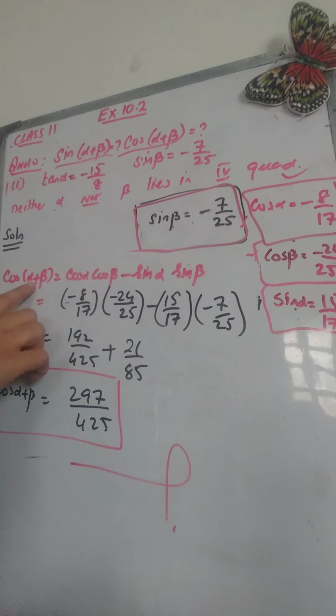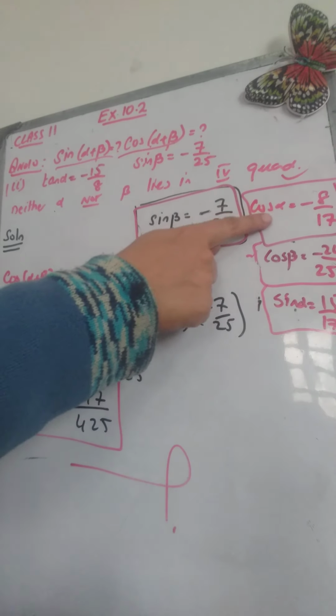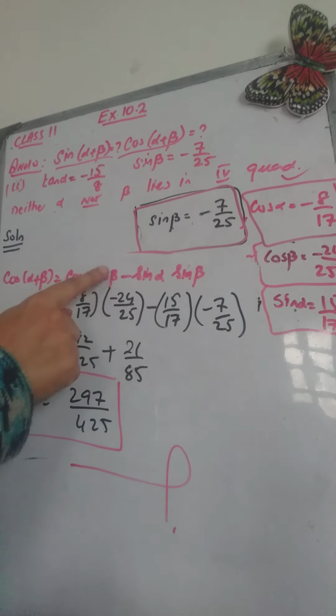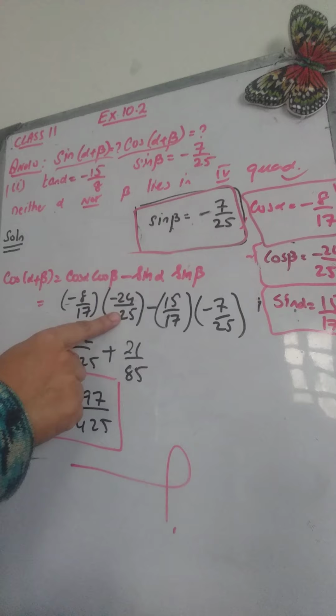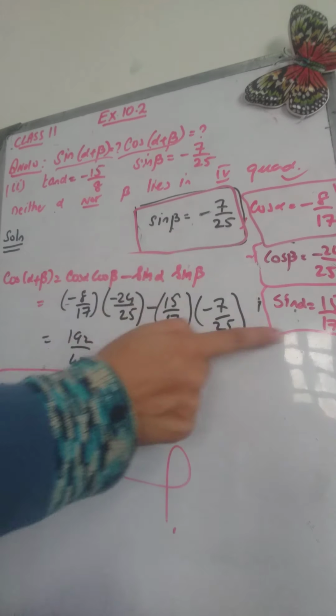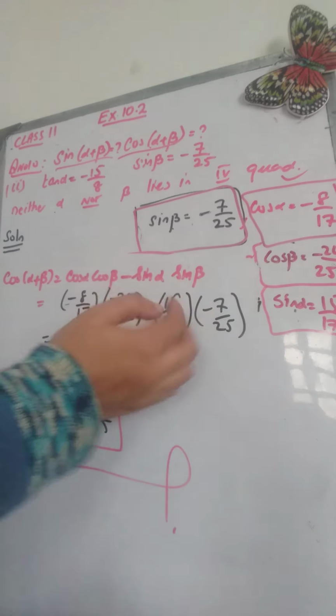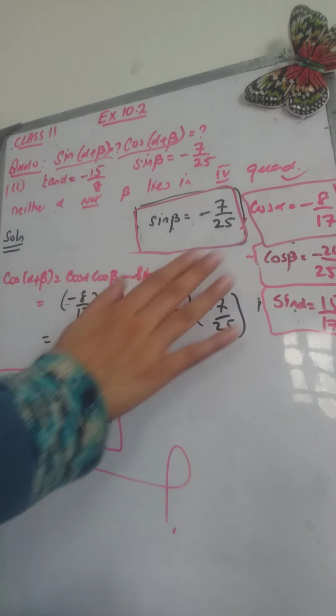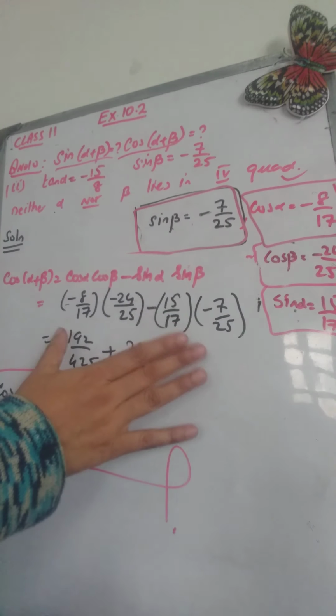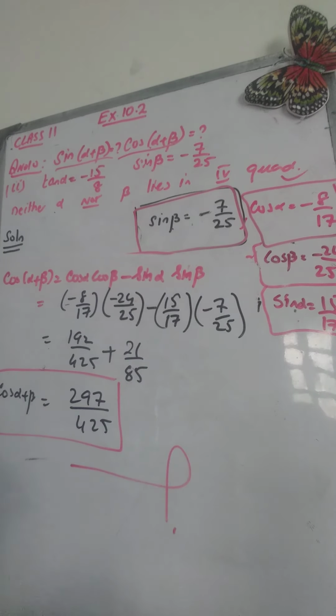Okay, cos(alpha plus beta): we put in the values of cos alpha and cos beta. From here, sin alpha we have already calculated at the start, and then we just have to put the values of these four quantities into these identities to get the answer, and this will complete the solution.